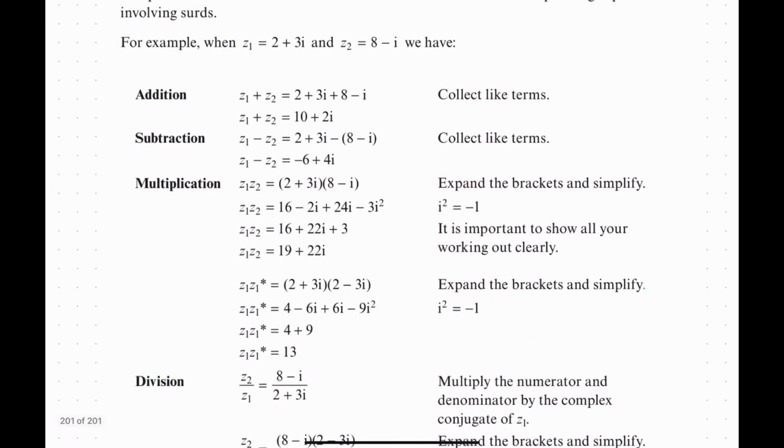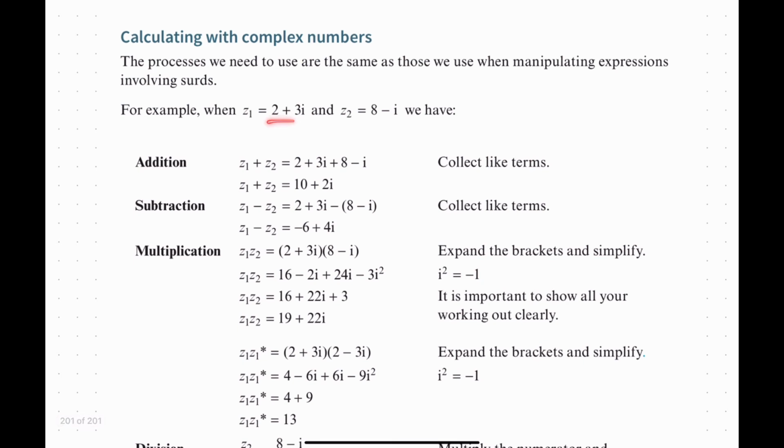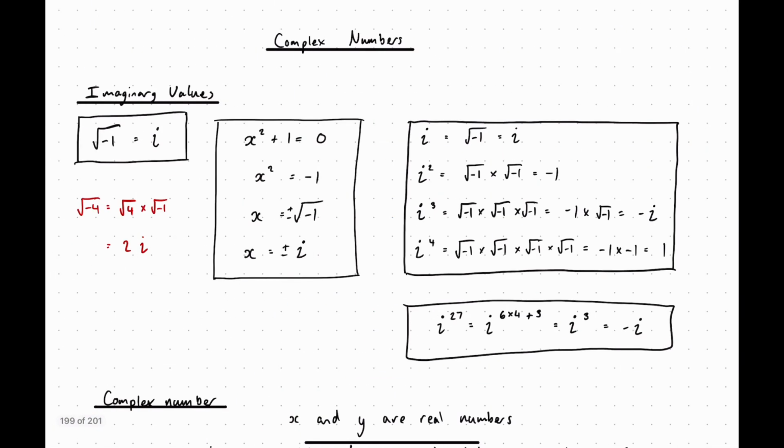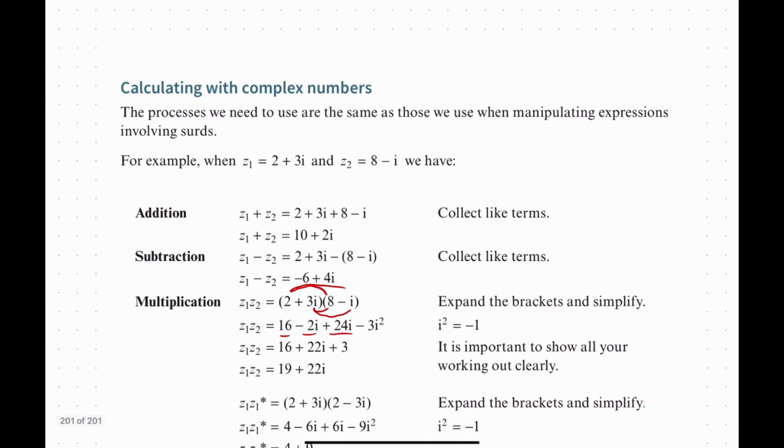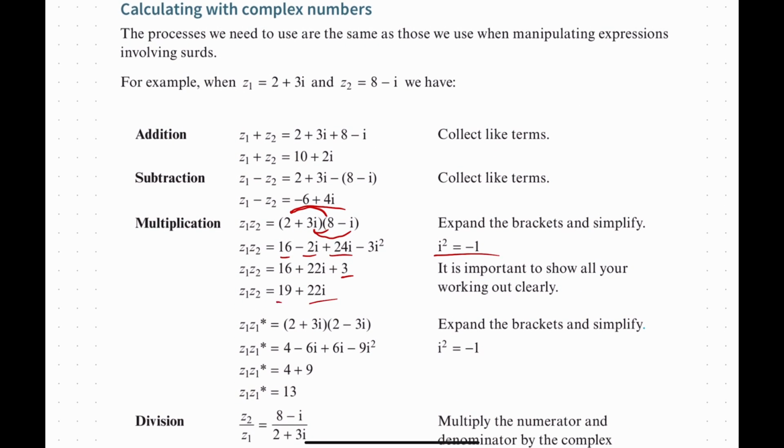With multiplication, if you were to multiply these two brackets, or these two complex numbers, by each other, when you expand out you'll get 2 times 8, which is 16, 2 times minus i, which is minus 2i, 3i times 8, which is plus 24i, and then 3i times minus i would be minus 3i squared. And if you go back to what I said at the start, i squared is minus 1. So minus 3 times minus 1 is just positive 3, which leaves you with just 19 plus 22i.